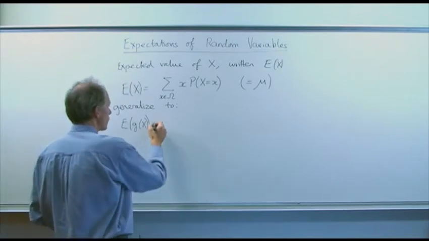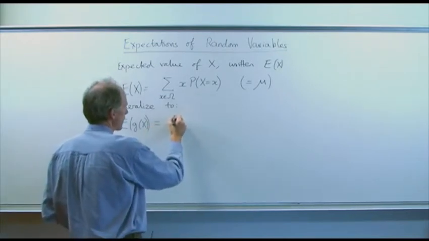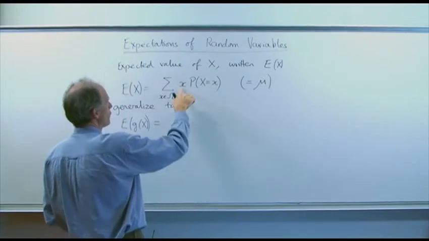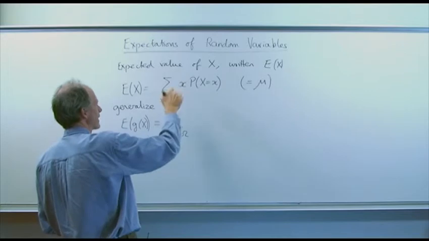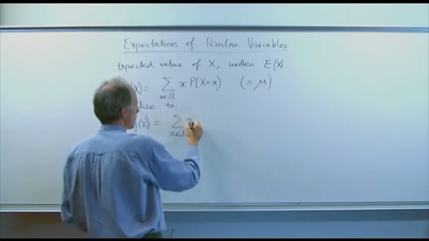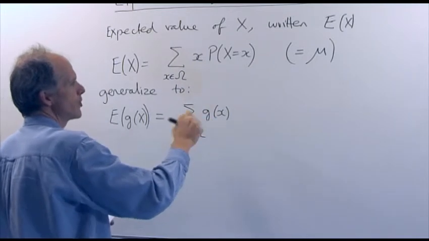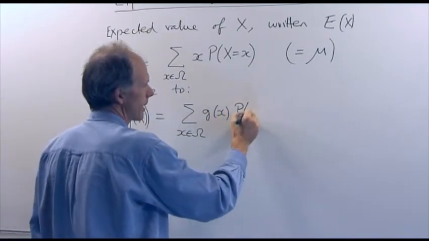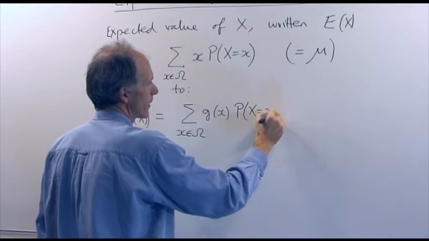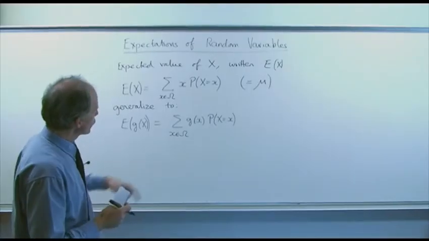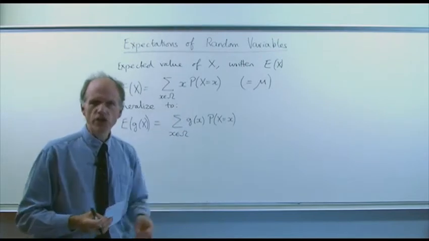And this we can compute. The summation is exactly the same. All we do now, you can maybe guess a little bit what's coming, it's not quite predictable, is to substitute in place of x, we substitute g of x, and we still multiply by the same thing, probability X equals x.